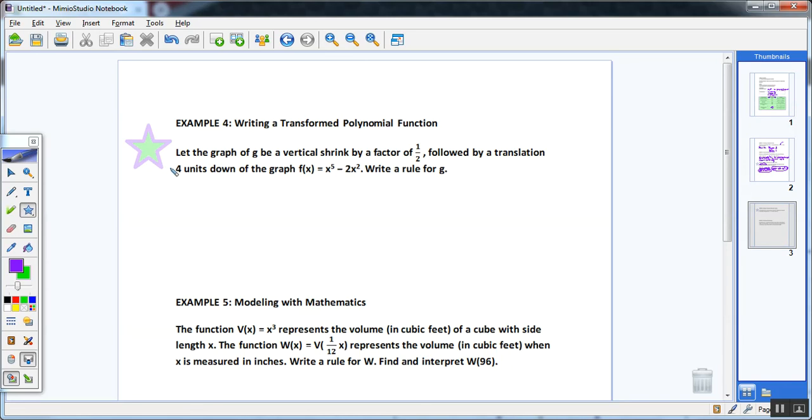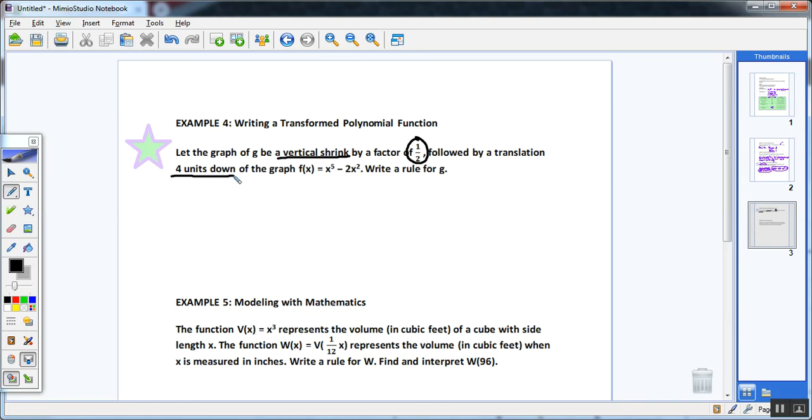Okay, it says let the graph of g be a vertical shrink by a factor of what, kids? By a factor of 1/2. So the first thing we're going to do is vertical shrink by a factor of 1/2, followed by what? 4 units. Okay, so the first thing that's listed up there is a vertical, what? Shrink by 1/2. Tell me what I have to do to f to shrink it by half right away. What do you have to do? Times the entire equation by half.